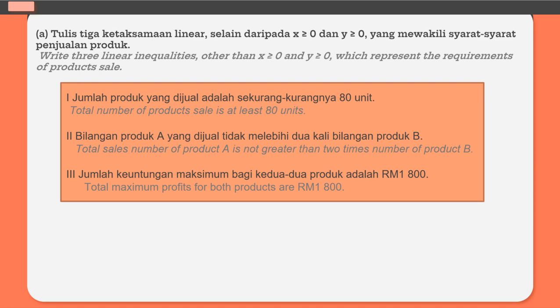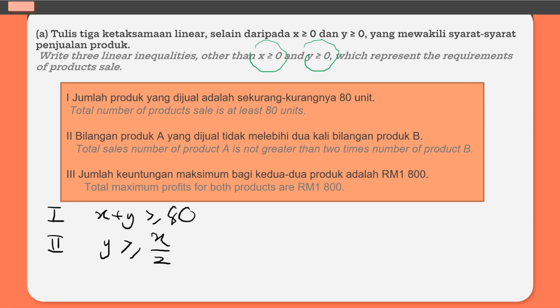Okay, what is the question? Write three linear inequalities other than x greater or equals to 0, y greater or equals to 0. So you need to write the 3 inequalities. So I have stated before. So the first one, the answer will be x plus y greater or equals to 80. The second one, after being simplified, we get y greater or equals to x over 2. And then the third one, we have x plus 2y less or equals to 180.